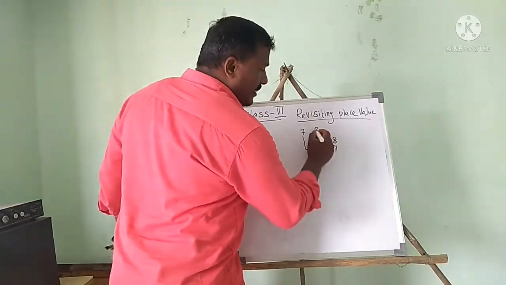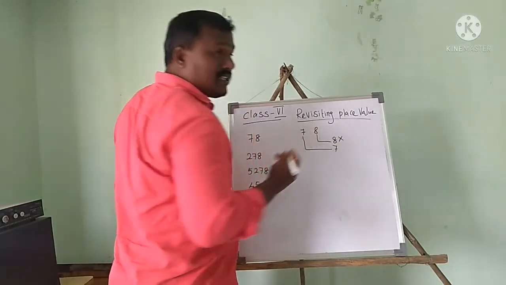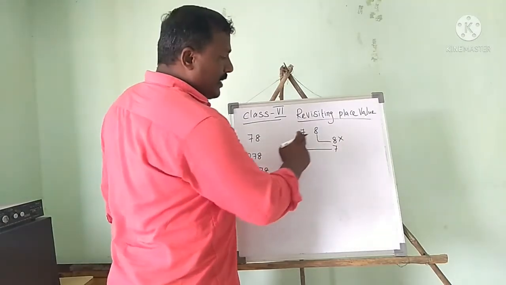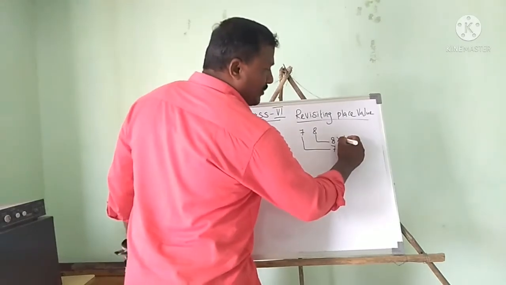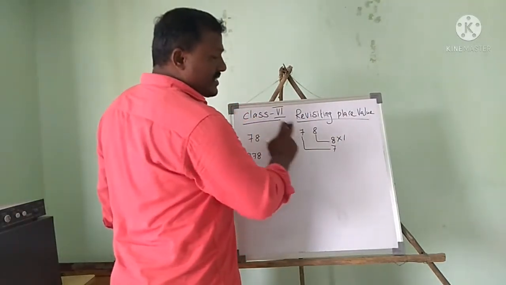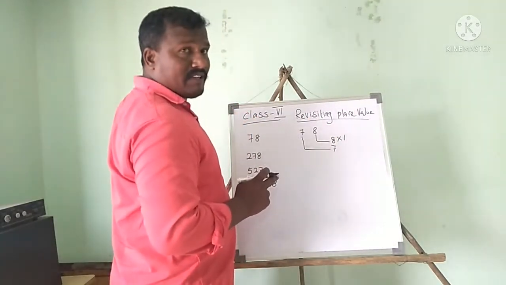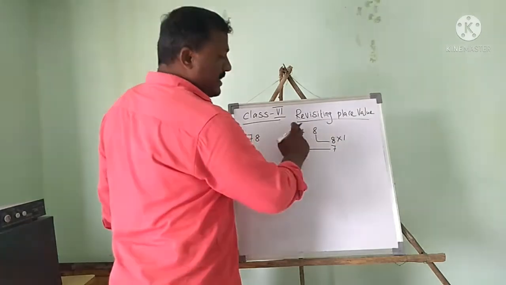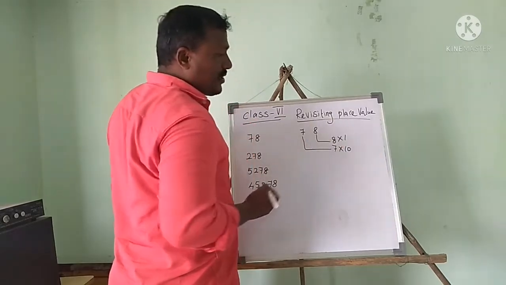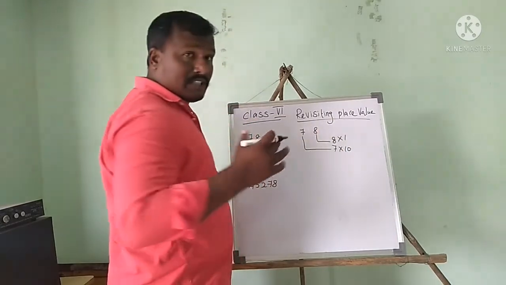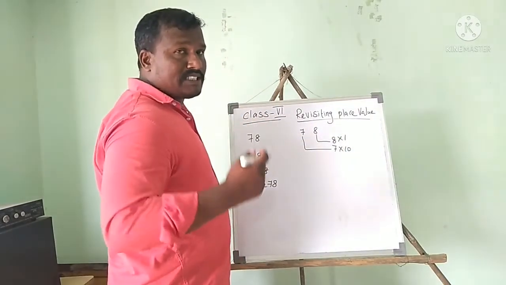So first write the numbers 8, 7, like this. Then next, put the multiplication symbol. What's the place value of 8? You know very well, it's the ones place, so put 1. Then the other number, 7. What's the place value of 7? 10, because ones, tens. So with the multiplication symbol, 10. If you multiply, you know very well the multiplication table, because you are in 6th standard.